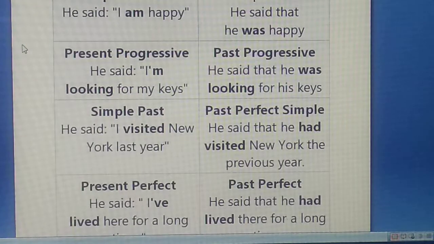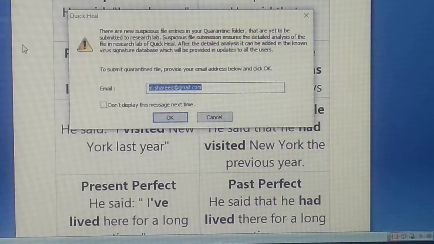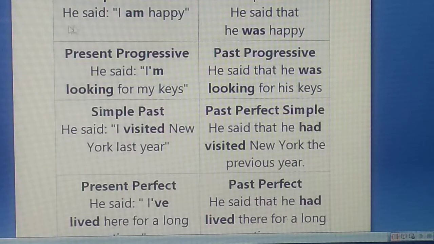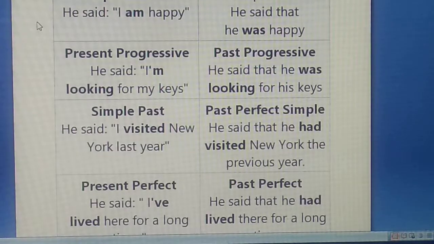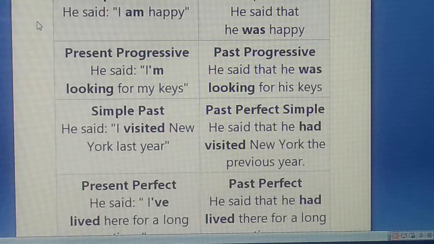Simple past. He said, I visited New York last year. He said that he had visited New York last year. Last changes into previous. This is a rule, okay? You have to remember, there's no other go. So last year changes into previous year.